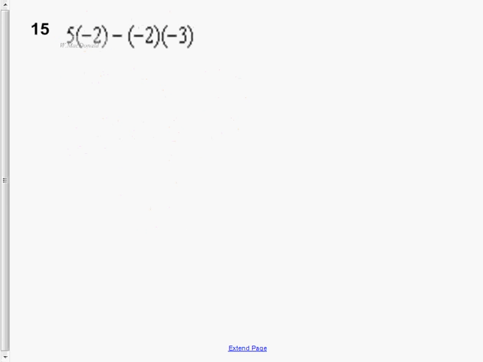Question 15, there are three operations here. There's a multiplication in between there. There's a subtraction and there's a multiplication. 5 times negative 2 is negative 10.